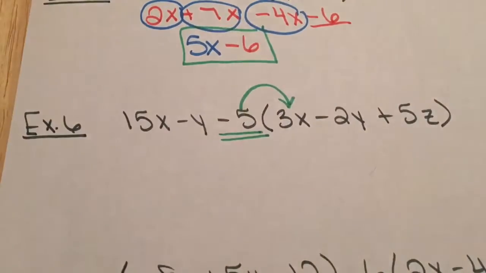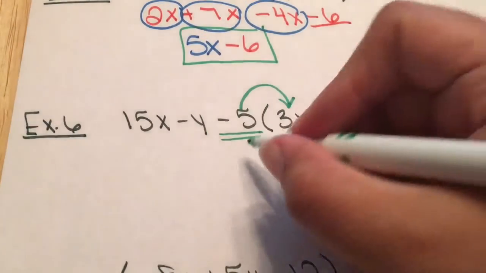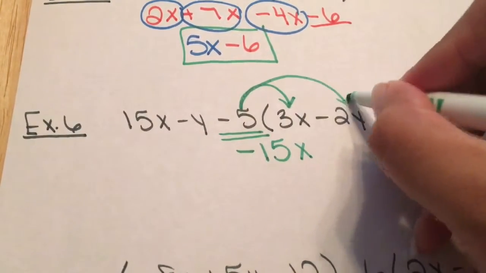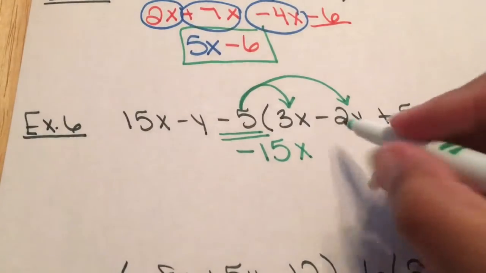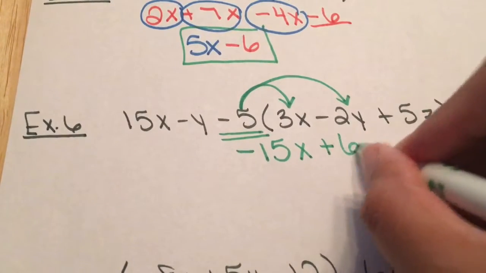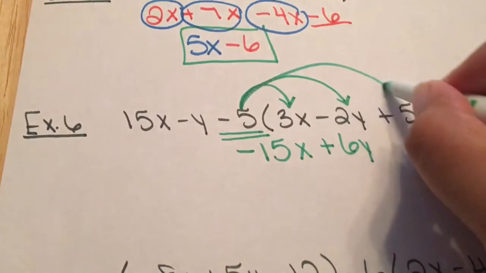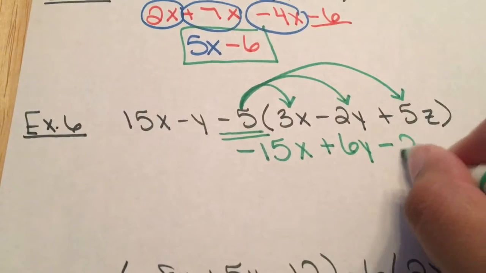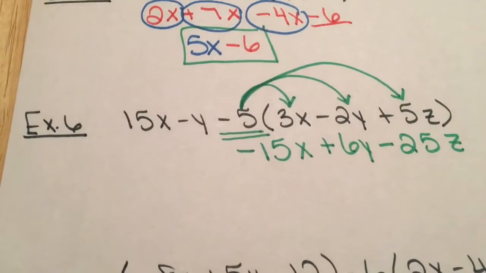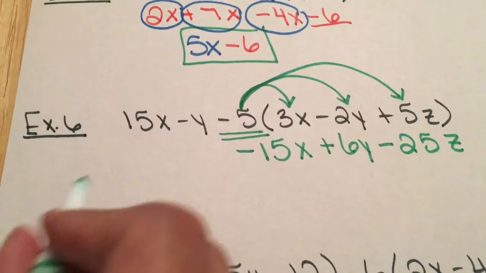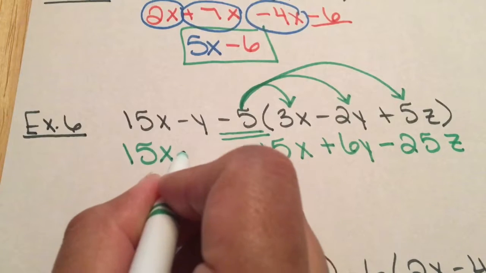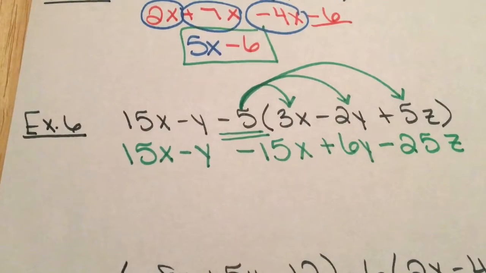So I'm going to go ahead and multiply negative 5 times 3x. That's going to give me a negative 15x. Negative 5 times negative 2y. A negative times a negative we know is a positive 6y. And negative 5 times positive 5z. A negative times a positive is a negative 25z. I'm going to go ahead and bring down all the other terms that we didn't multiply by. We haven't seen that. Well, we have seen it. We saw it in example 4 and 5. Okay, so I brought everything else down.